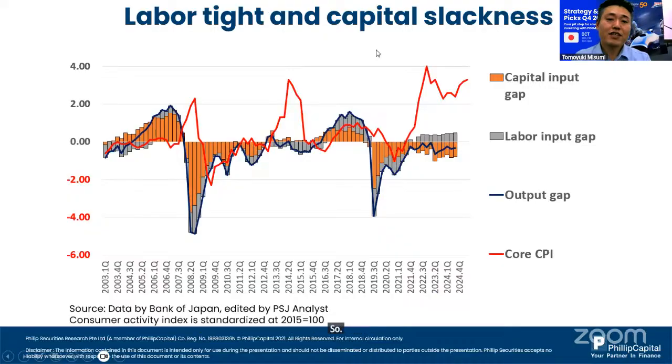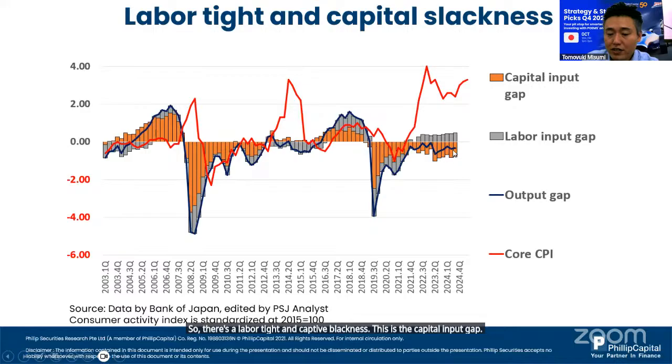So there is labor tightness and capital slackness. This is the capital input gap in orange, and the labor input gap in gray. A negative gap means that there is slackness. A positive gap means that it is tight and in shortage. So labor is still in shortage, and capital is not fully working. The output gap is the sum of the capital input gap and the labor input gap.